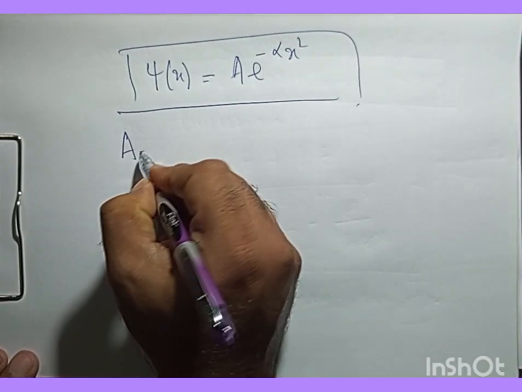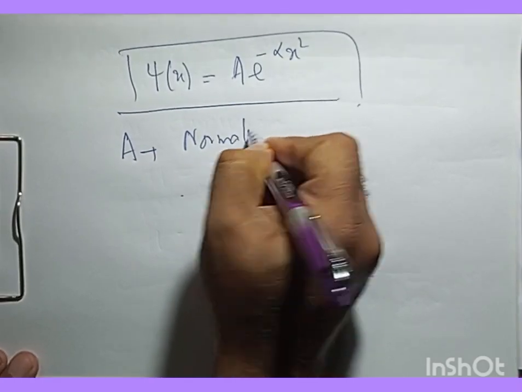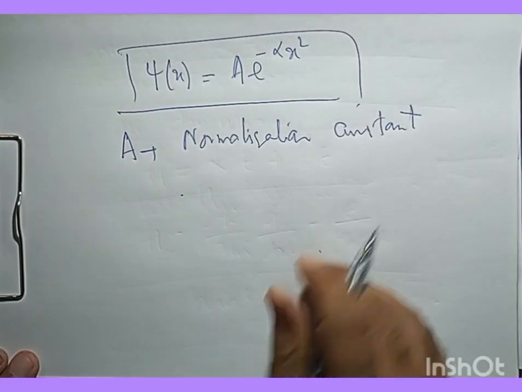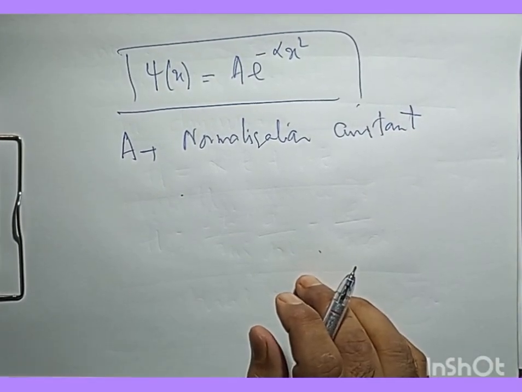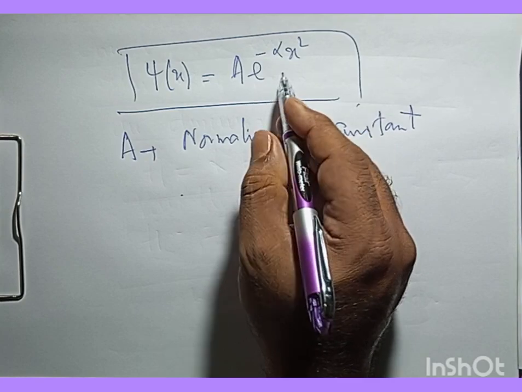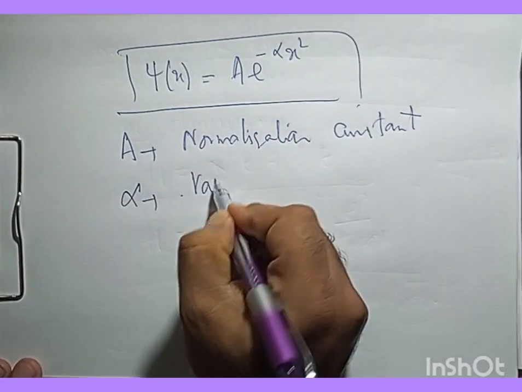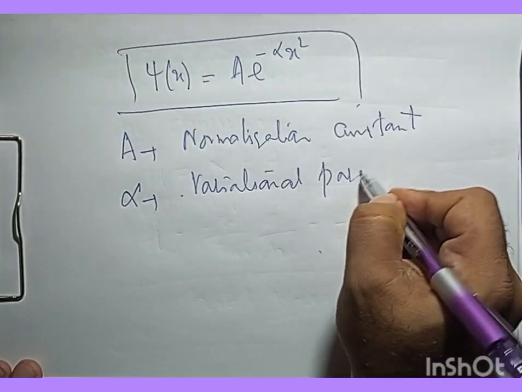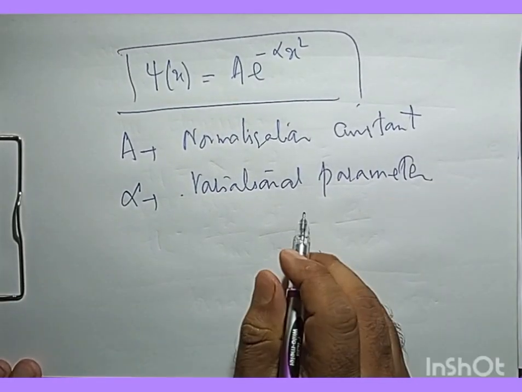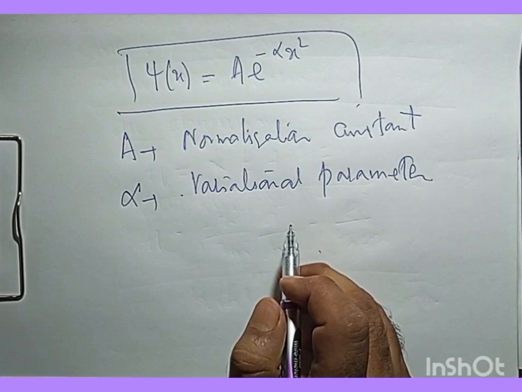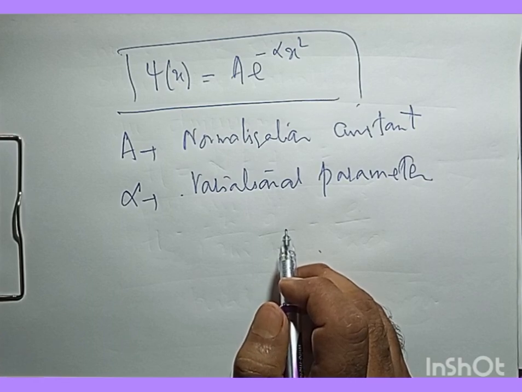where A is the normalization constant. A is a constant, and it has to be calculated using the normalization. And alpha here is a variational parameter. This is the parameter that we are supposed to adjust to minimize the energy of the system.